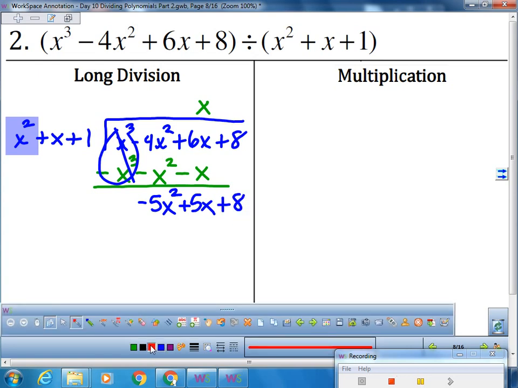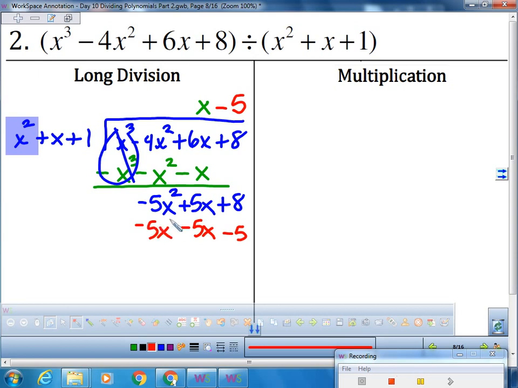Now I ask myself, what times x squared is going to give me negative 5x squared? Do you guys see that you should already know that it's just going to be a constant? It has to be because it's right over where the constants are. So negative 5 times 1 is negative 5. Negative 5 times x is negative 5x. And negative 5 times x squared is negative 5x squared.